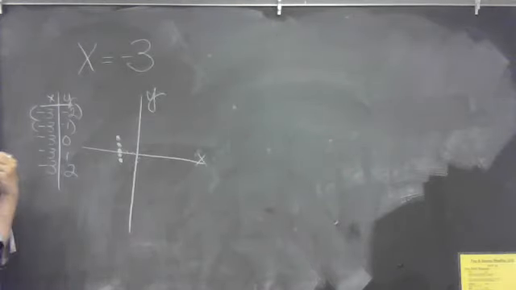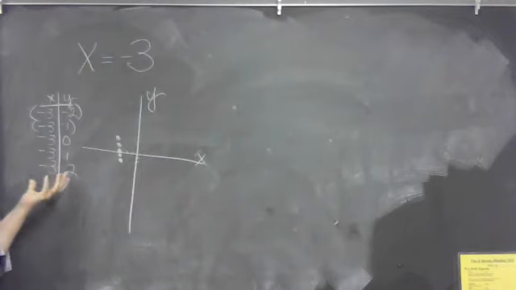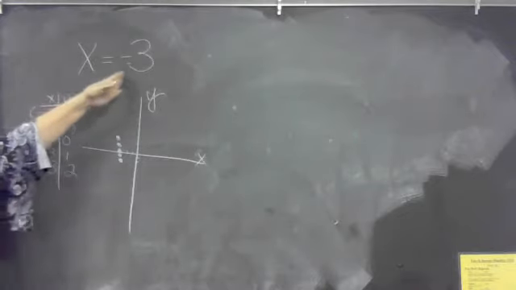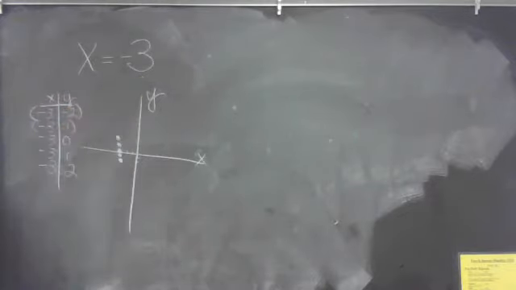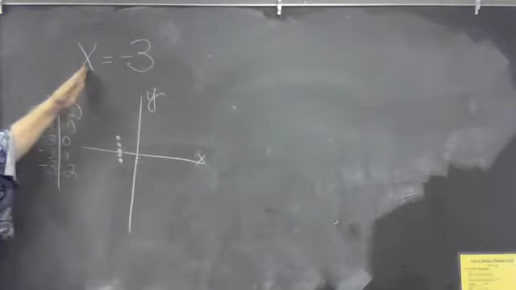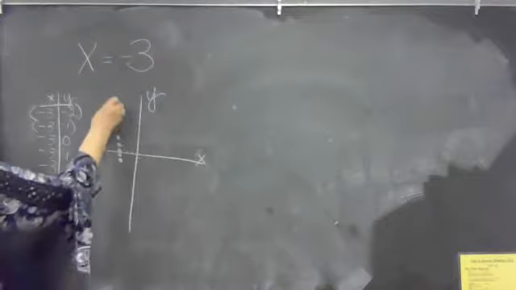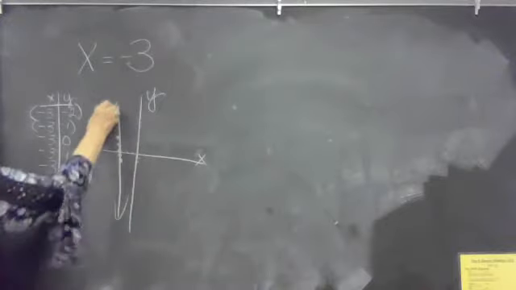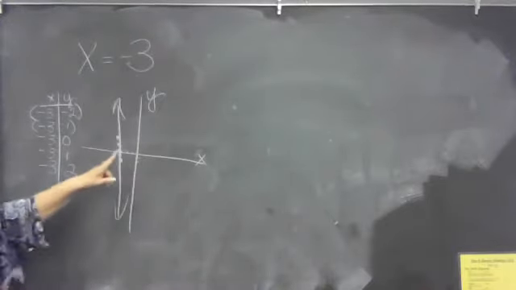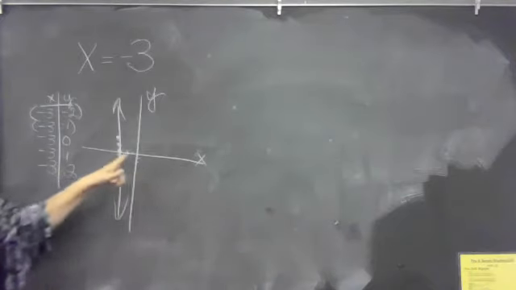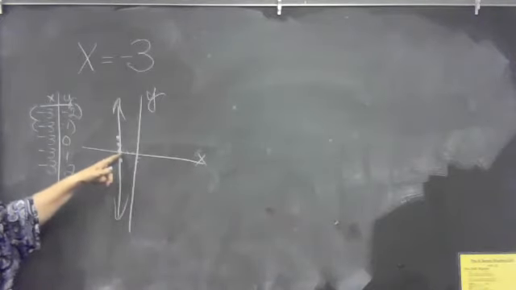So if you don't want to do the t-chart, you can always do the t-chart if you forget. But if you memorize x equals a number, then your line is going to cross the x axis at this number. See, -3. It's going to be a vertical line that crosses at x equals -3. You'll see.